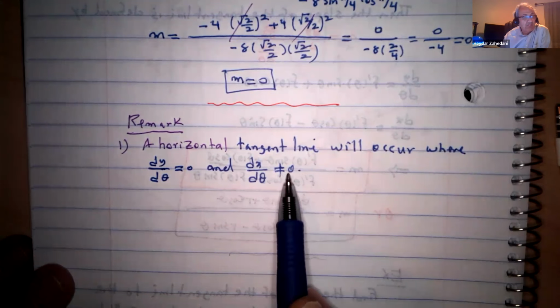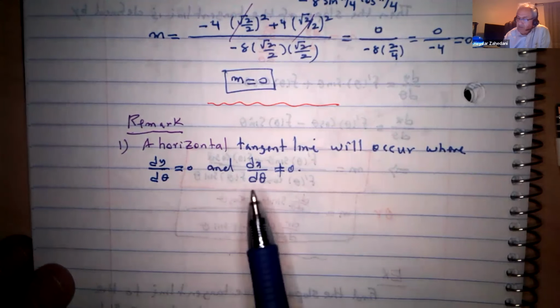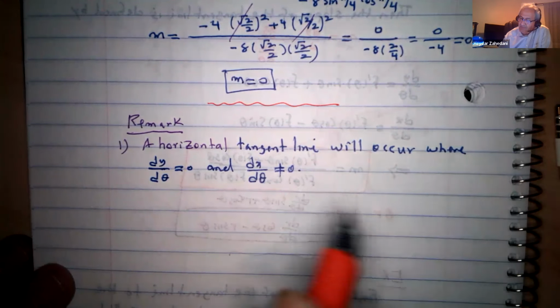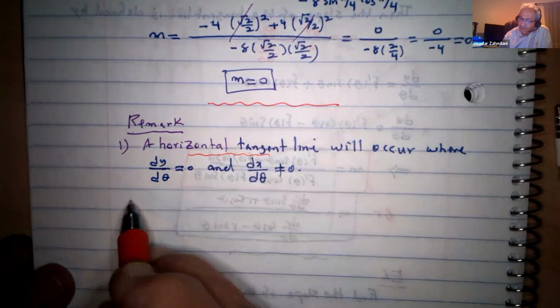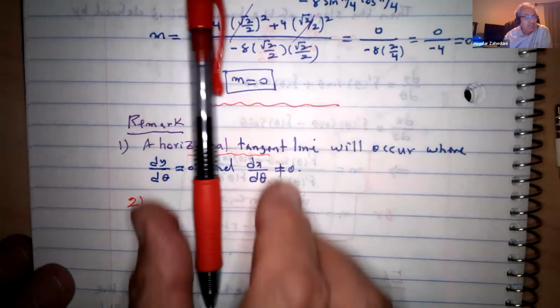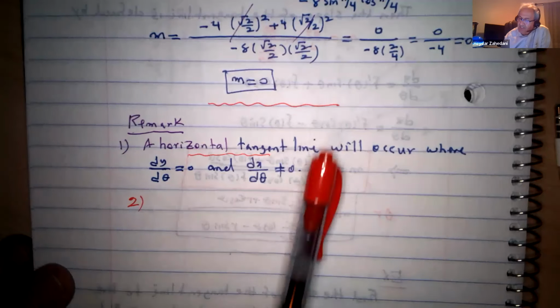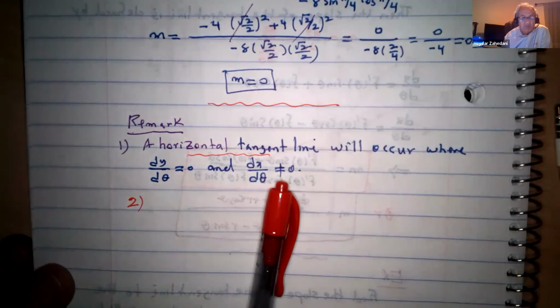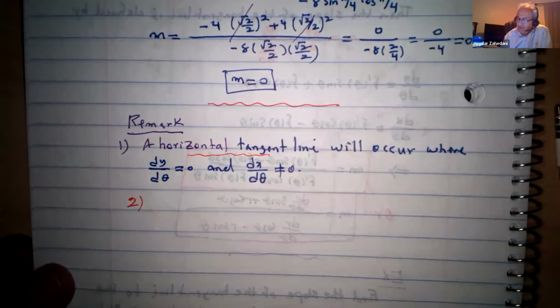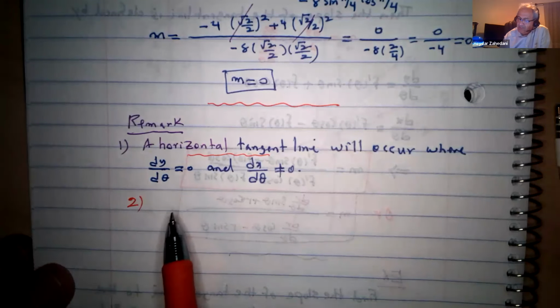If both are going to be 0 at the same time, you get 0/0, and it's going to be an indeterminate form. So that's case 1 for the horizontal tangent line. For the vertical one, the equation of the vertical line is x equal to a constant. So in that case, dx/dθ must be 0, so that gives you x constant. But dy/dθ, the other one, is going to be a non-zero number.